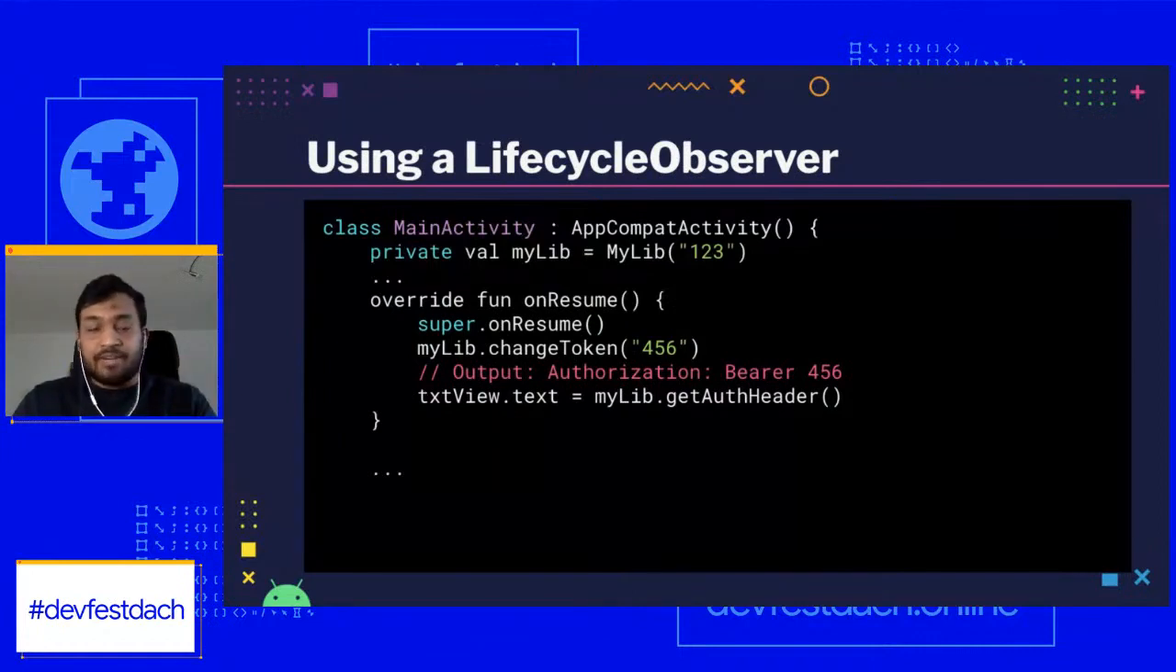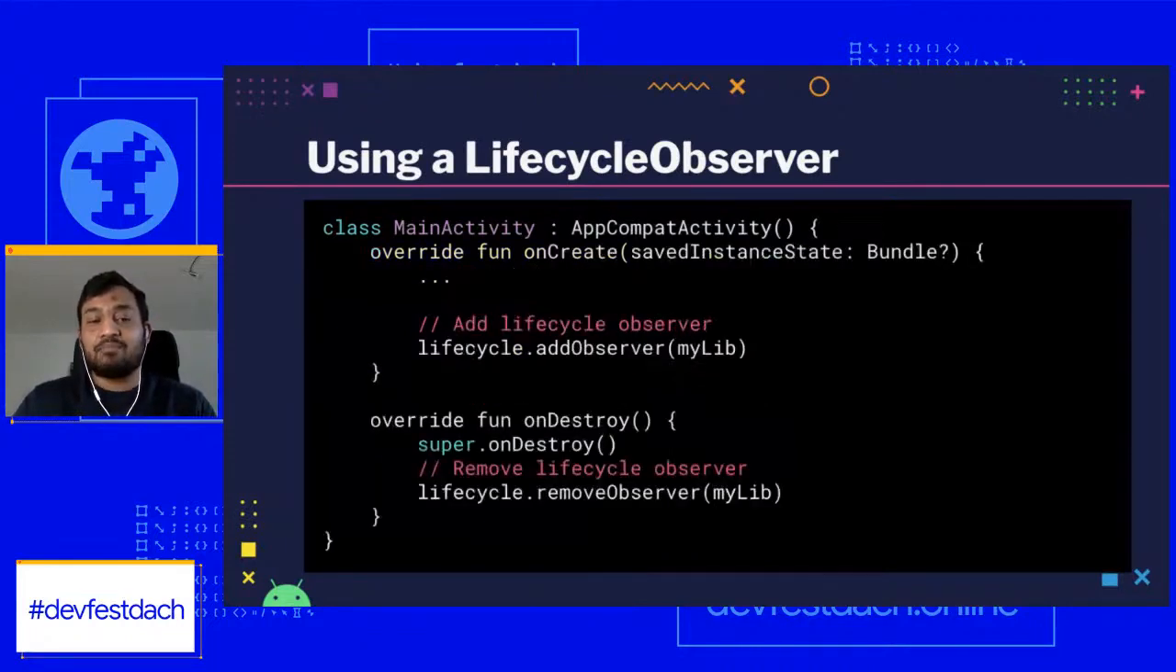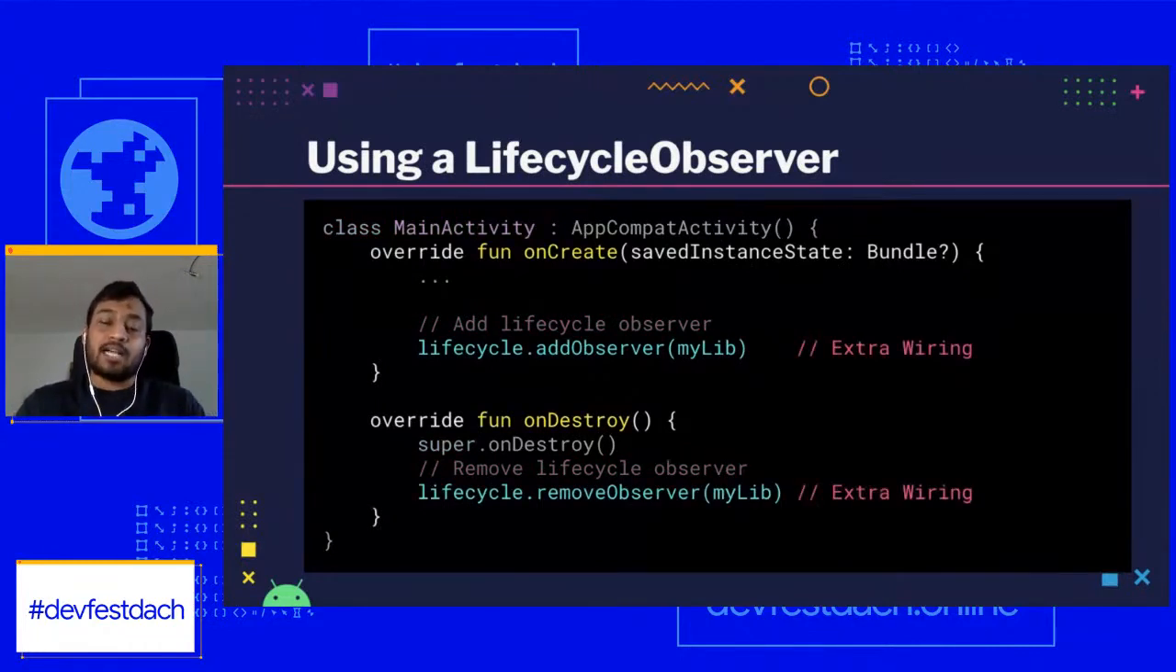So that's pretty great, but there's an extra burden in this case. As an app developer, you now have to add lifecycle.add.observer and lifecycle.remove.observer. This is just so that you can hook into the lifecycle. You do this in the onCreate and onDestroy of, say, your activity in this case. But this is extra wiring. Basically, as a library developer you are asking the app developers to add extra lines of code just so that your library would get initialized properly.